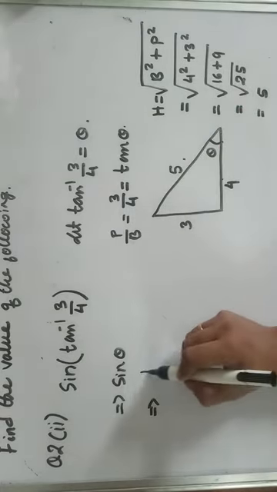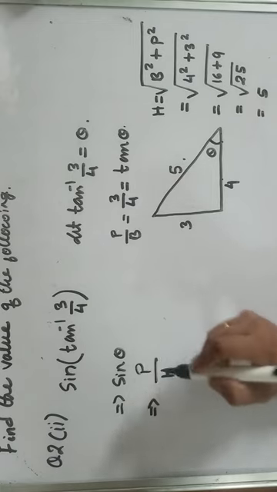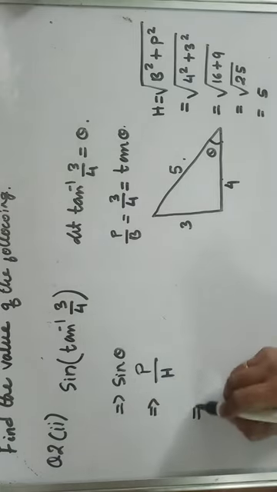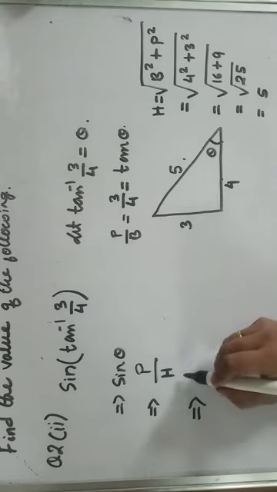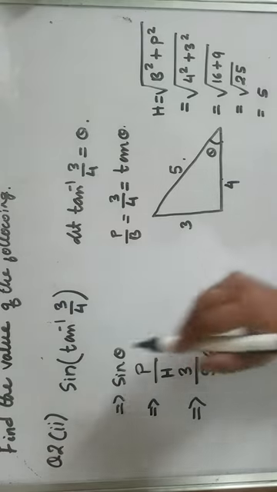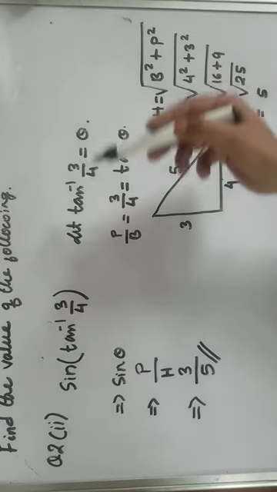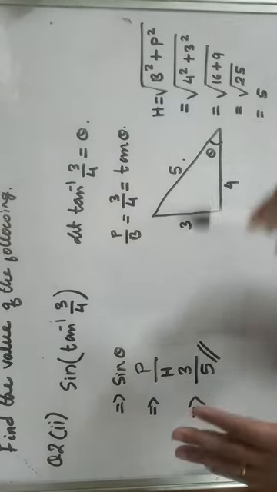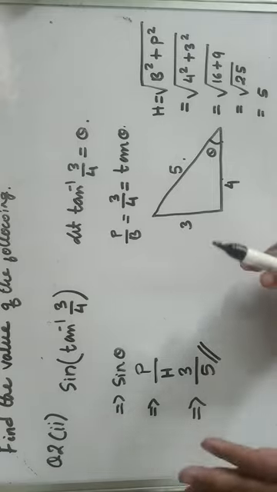Now what will be the value of sine from this relation? Sine theta means perpendicular over hypotenuse. Now what is perpendicular? Perpendicular is 3. Hypotenuse is 5. The value of this quantity is 3 over 5. You should have a concept of Pythagoras. If you don't know the formula, you can use Pythagoras in any numericals.